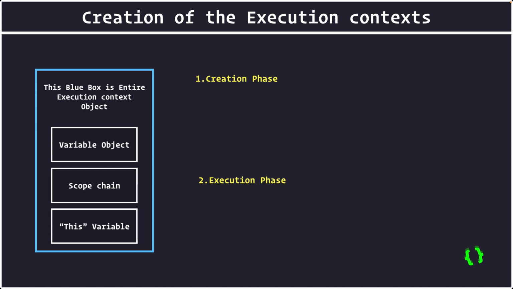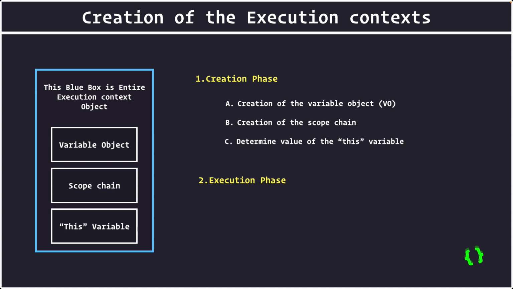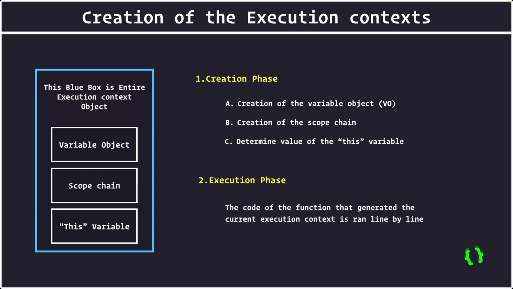In the creation phase, first we have the variable object. We will talk about this in the next slide. Then the creation of the scope chain, and lastly the this keyword is determined and set. So basically the properties of the execution context object that we have here on the left side are defined. Then in the execution phase, the code of the function that generated the current execution context is run line by line, and all the variables are defined. If it is global context, then it is global code that is executed.